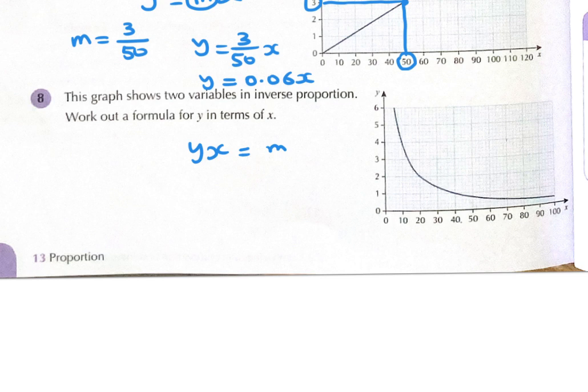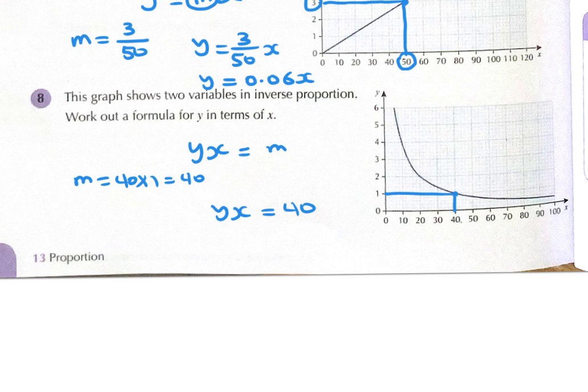For example, if we take this point, x equals 40, y equals 1. If you multiply them, so m equals 40 times 1 equals 40. So you can write the formula y times x equals 40.